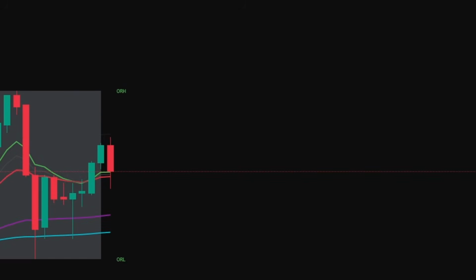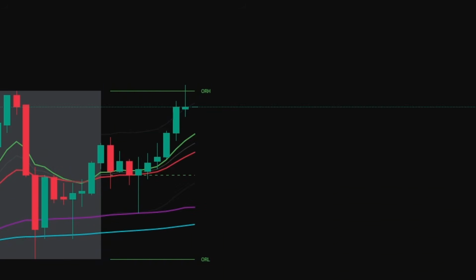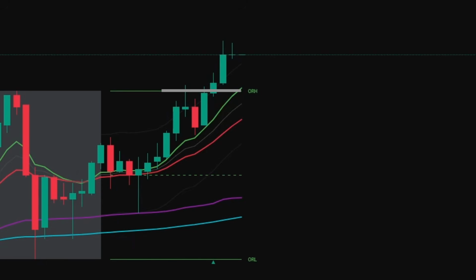Now, let me show you exactly what I need to see before I enter an ORB break trade. My filter is simple. If price breaks the ORB, then both EMAs must have broken it as well. Price breaks the ORB high here, but notice the EMAs are still trapped under the range. This is where most traders get caught in a fakeout.